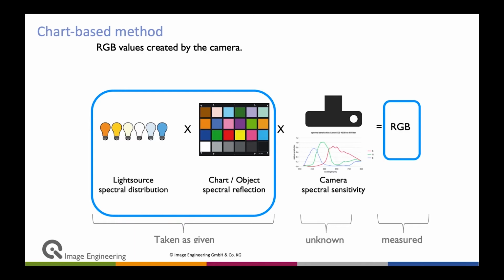What's the problem with the chart-based approach? A lot of people do that, and it's a relatively easy approach. The thing is, you measure the RGB of your camera, and the spectral sensitivity of the camera remains unknown. And you have to take the patches of the target and the light source as given. That means the 3x3 matrix that you obtain is optimized for the light source that you used and for the target that you used. And of course, if you use, for example, the color checker, you have 24 patches.